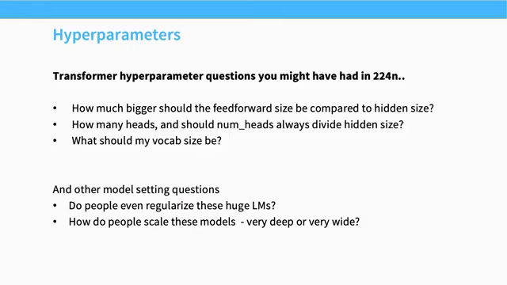And you might also have questions like, what should my weight decay or dropout be? Do I even need to regularize? I have a lot of tokens, right? So do I need regularization? And do I need very deep models or very wide models? What are the right kinds of things to do here, right?